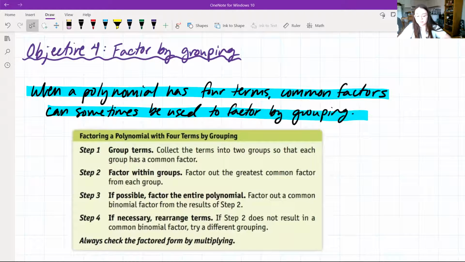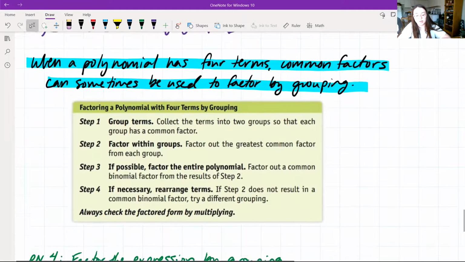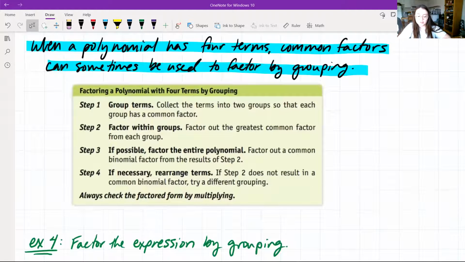And our last objective, objective 4, we want to factor by grouping. So when a polynomial has 4 terms, common factors can sometimes be used to factor by grouping. So factoring a polynomial with 4 terms by grouping, step 1, we want to group our terms. So we're going to collect the terms into 2 groups so that each group has a common factor. Step 2, we want to factor within the groups. So we'll factor out the greatest common factor from each group. So we'll have 2 separate greatest common factors.